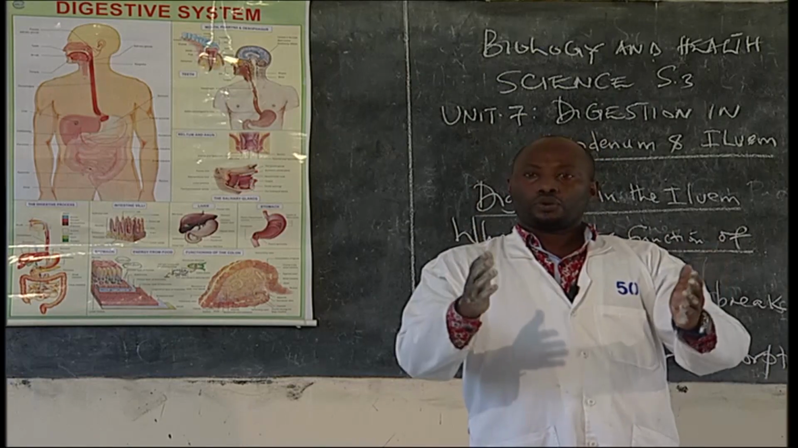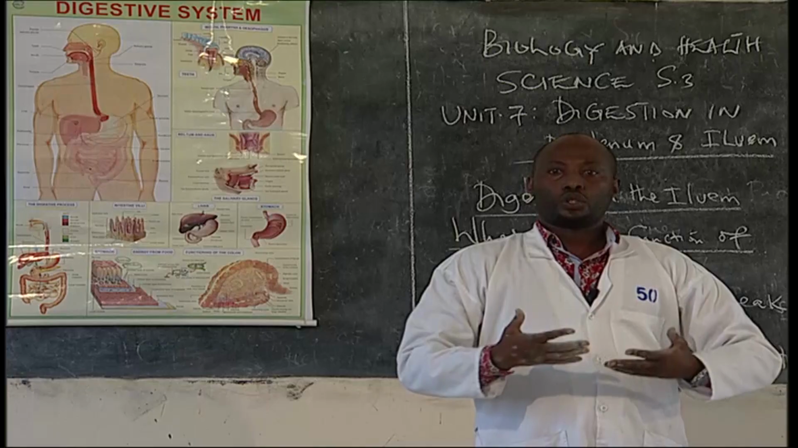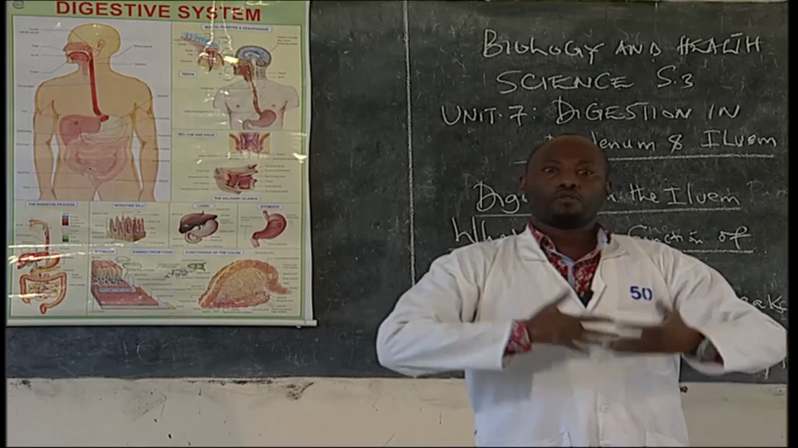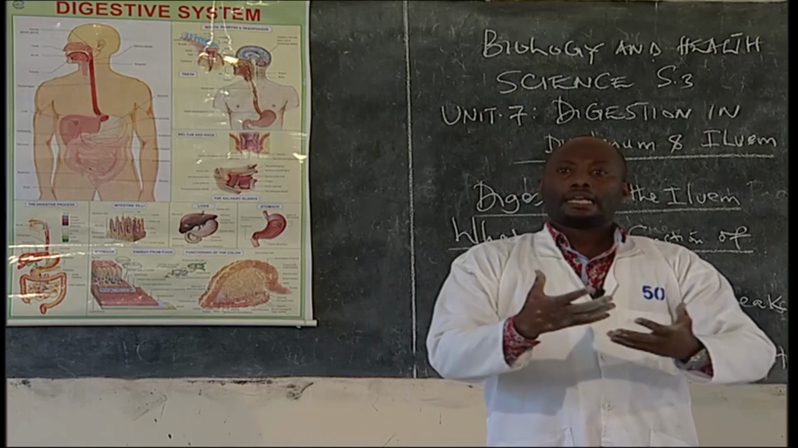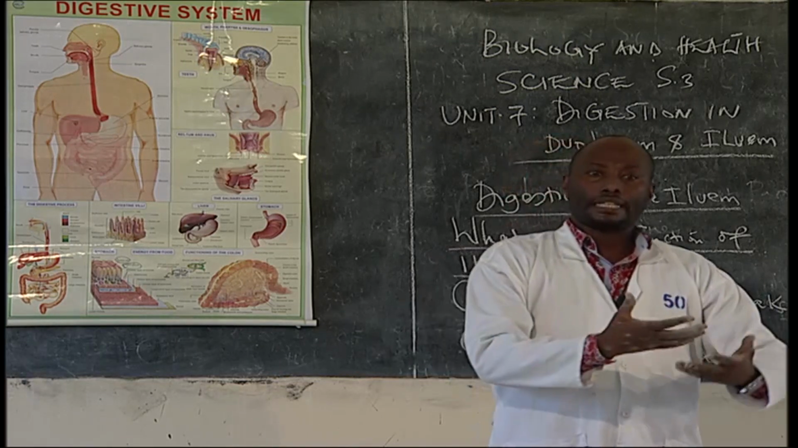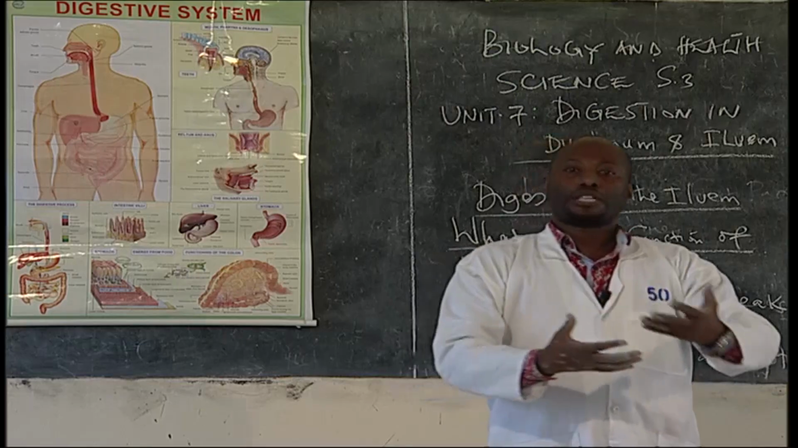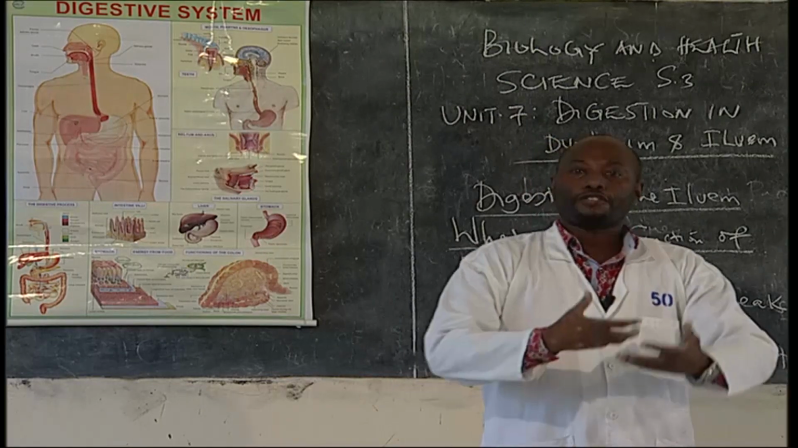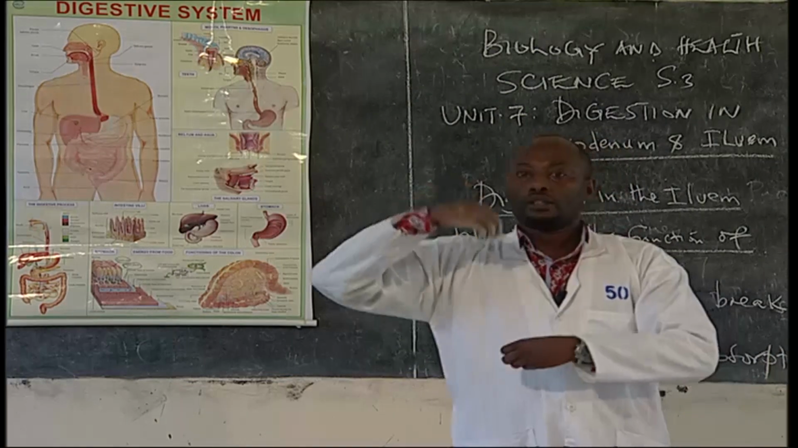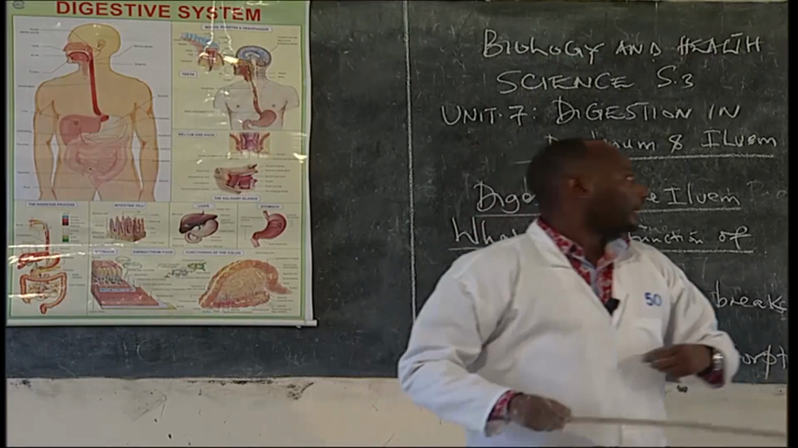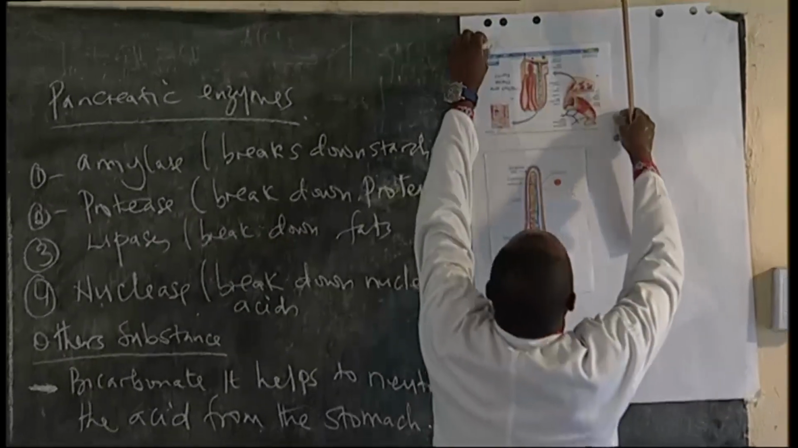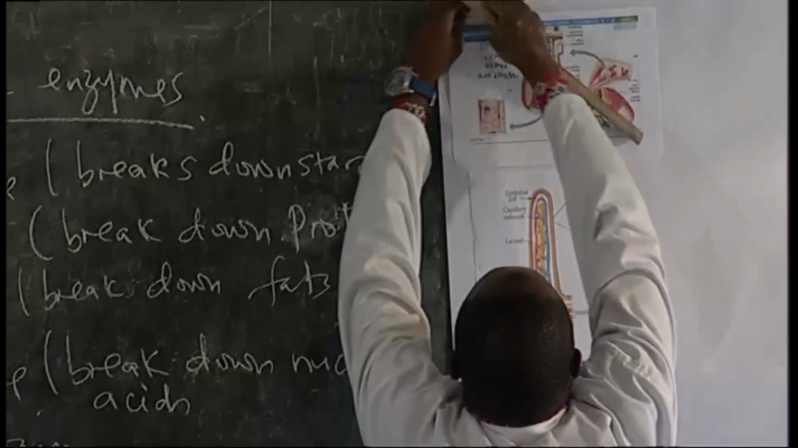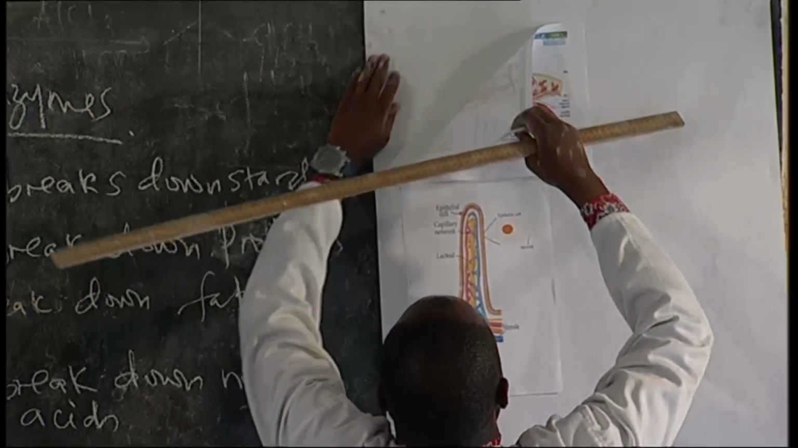Some of you bathe. After bathing, you use a towel to remove water from your body. So in the small intestine, there are structures called the villi. These villi are very important to absorb the digested food and carry it to the bloodstream, where it is going to carry out its function. Let me show you a diagram, which is very clear, so you can understand it.